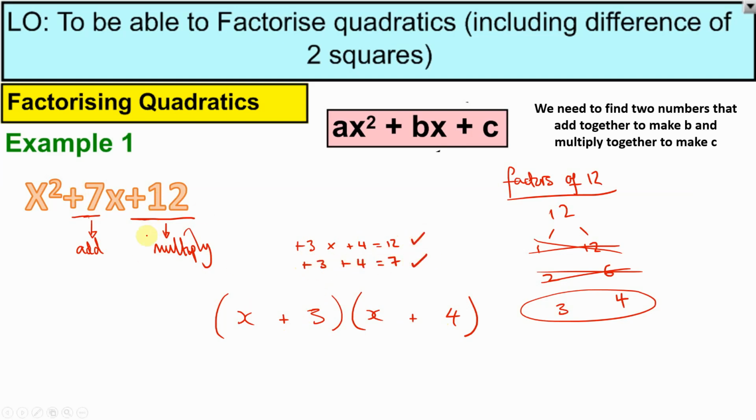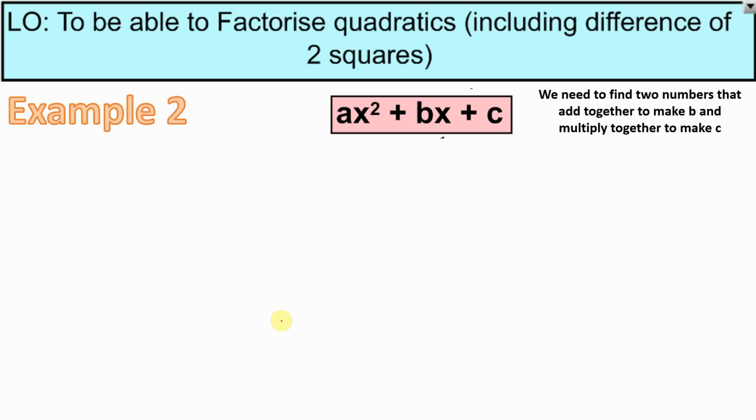You can see the two numbers that are there. And always double check this by expanding it again, because that's the point of factorising. If you factorise it, you put it into brackets. If you expand it, you should just turn out with what we started. So another example.